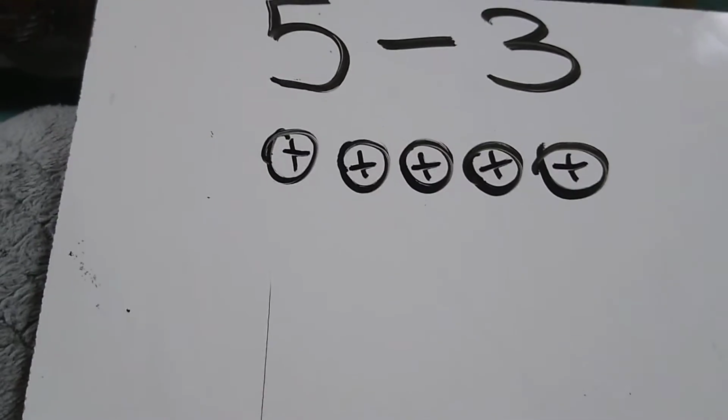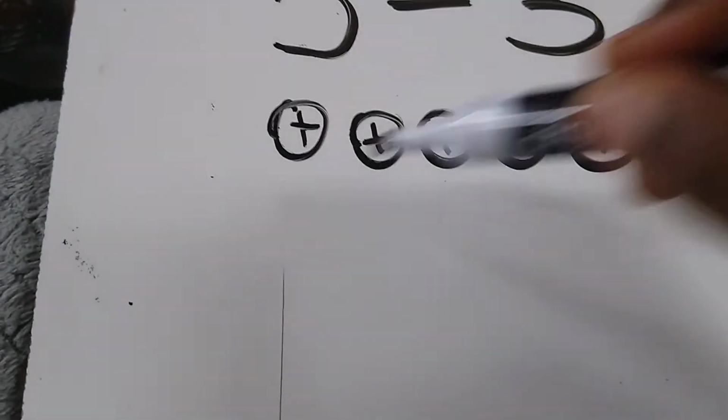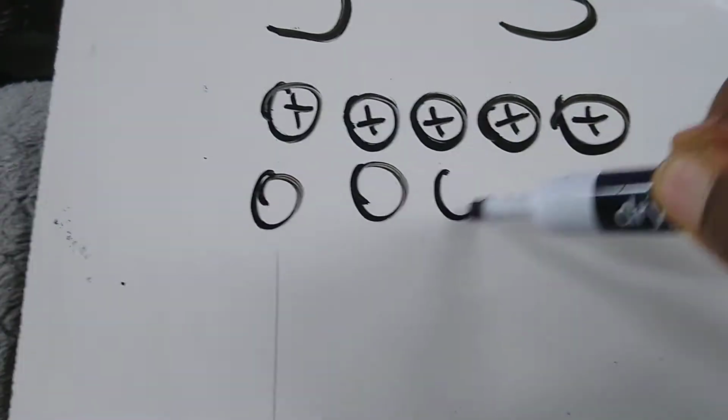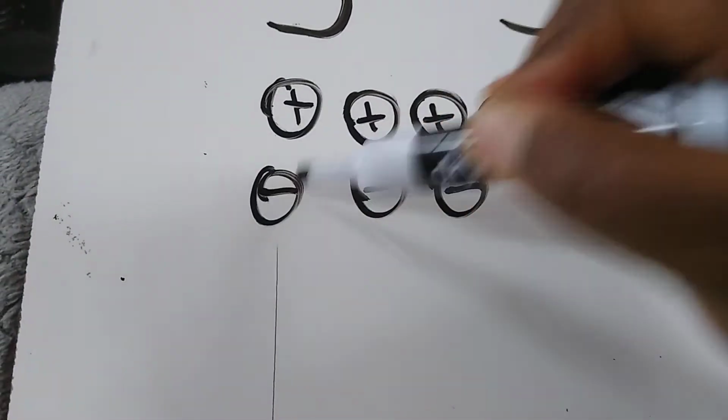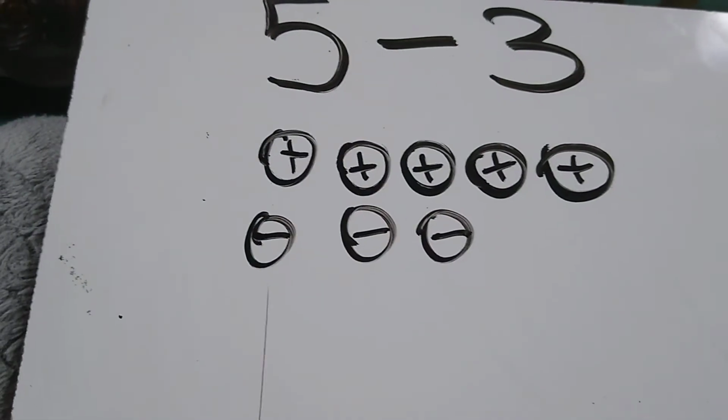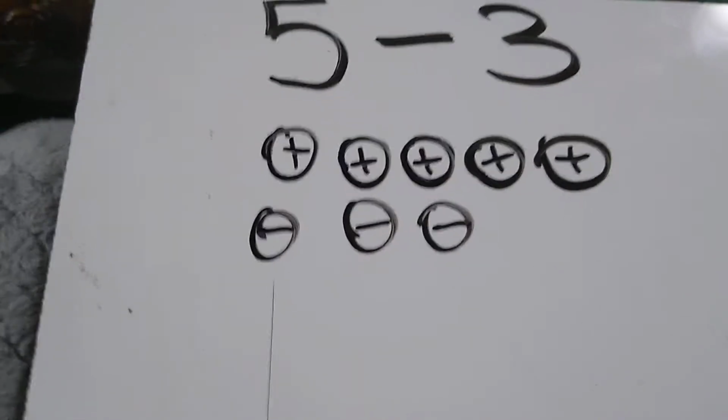And then I'm going to represent the 3, which is negative 3. So I'm going to put 1, 2, 3, put a negative in front of it. I'm saying in front of it, I meant to say inside of it.